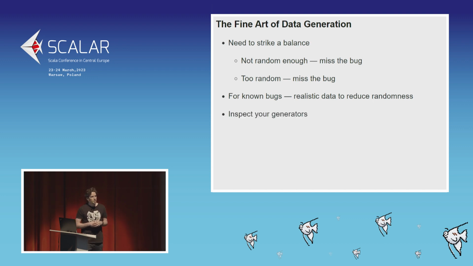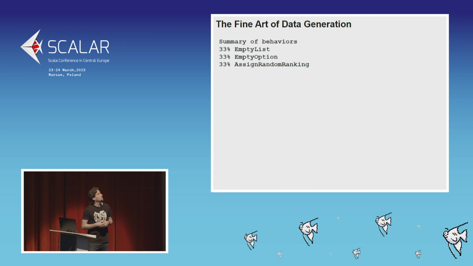So the conclusion from this is that you need to inspect your generators to take a look at what they're actually generating and make sense of whether it's appropriate for the system you're trying to test. And so we can do just that. For example, here is the distribution of behaviors. It's just 1/3 for each behavior, and there's no reason to think that we need something else.